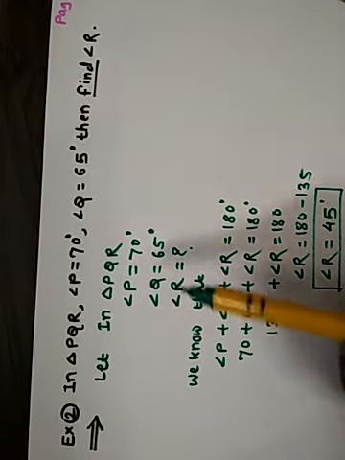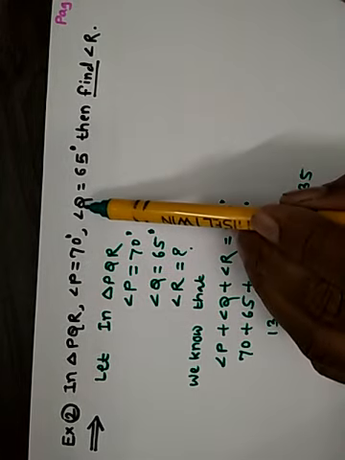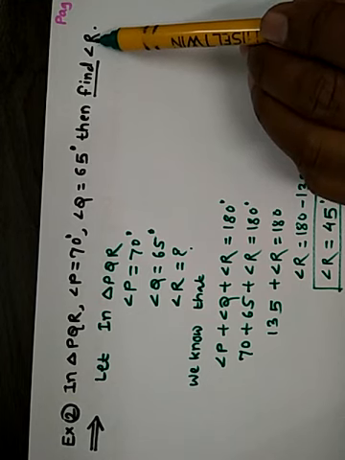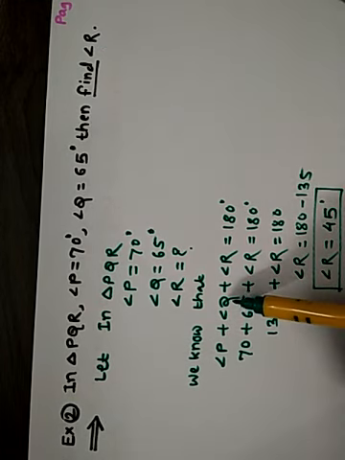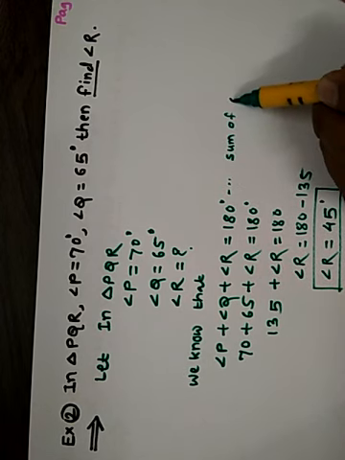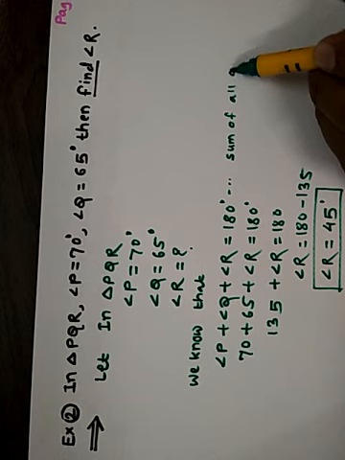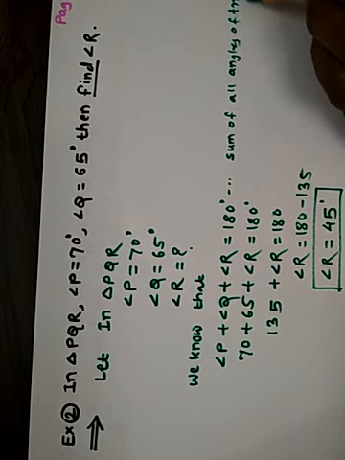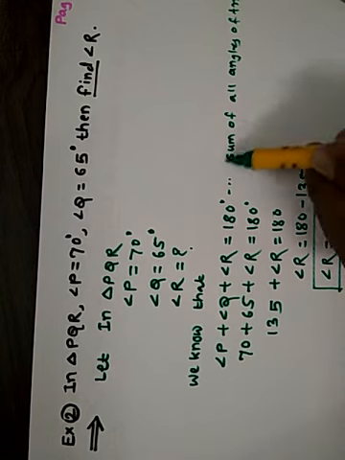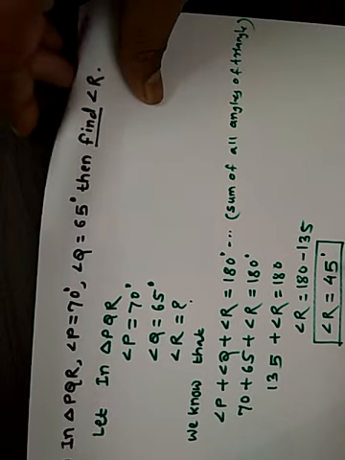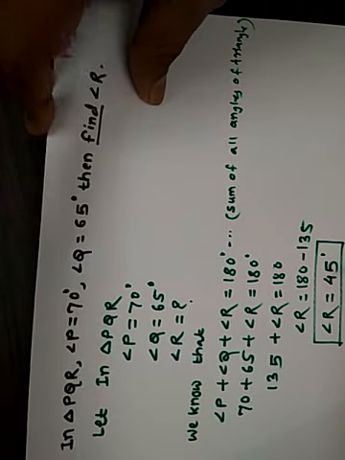Now in this example we see that if two angles are given, then the third angle of the triangle is found by using the property that the sum of all angles of a triangle is 180 degree. By using this property we find the third angle. Now we see the example number 3.